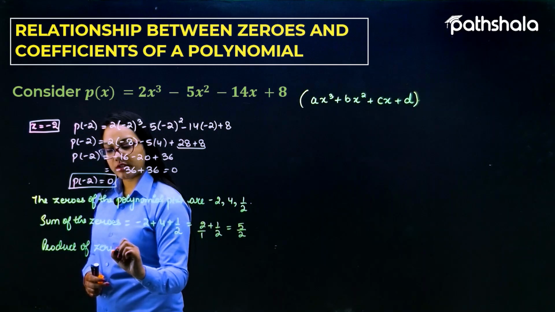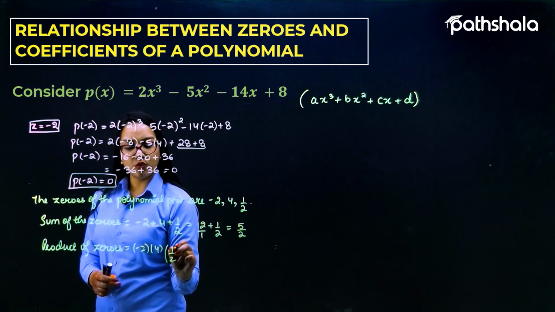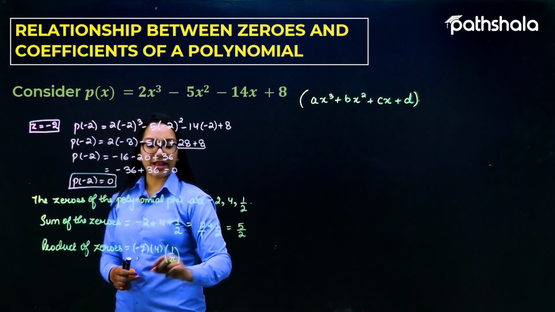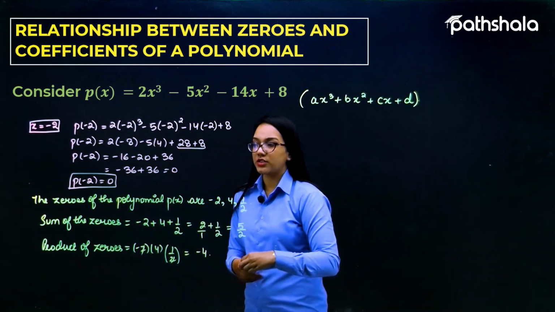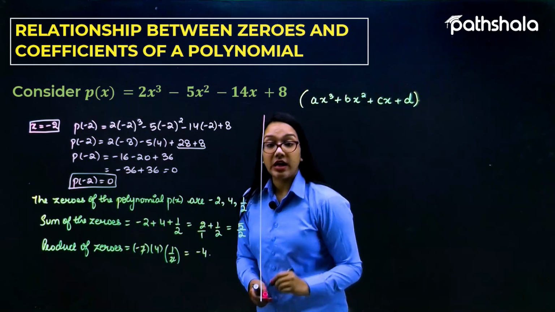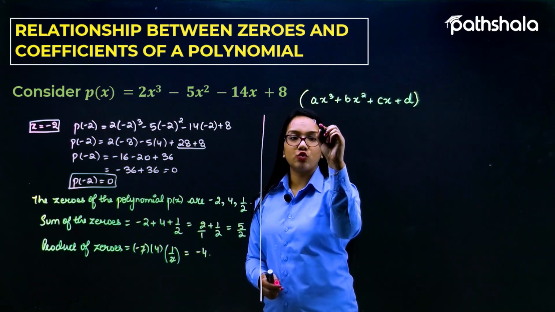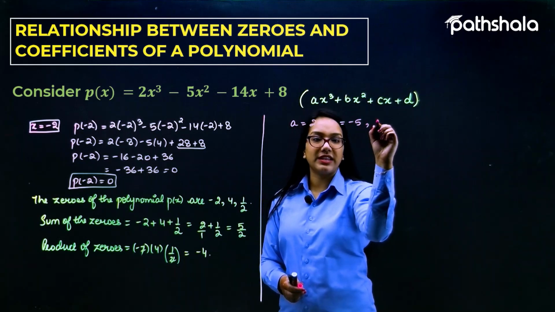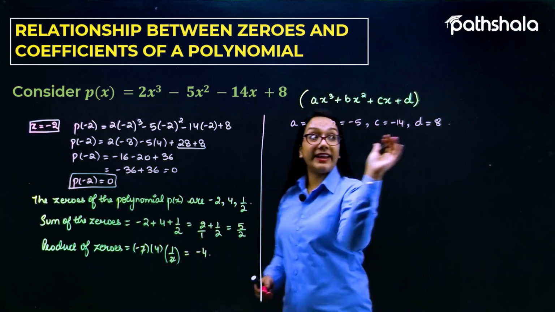The product of the zeros is nothing but minus 2 into 4 into half. 2 and minus 2 get cancelled, it is nothing but minus 4. Now let's express it in terms of the coefficients. Let's compare the values. By comparison, we can take A as 2, B as minus 5, C as minus 14 and D as 8.